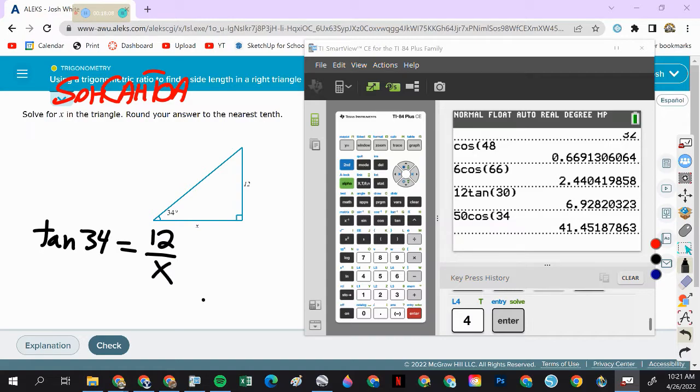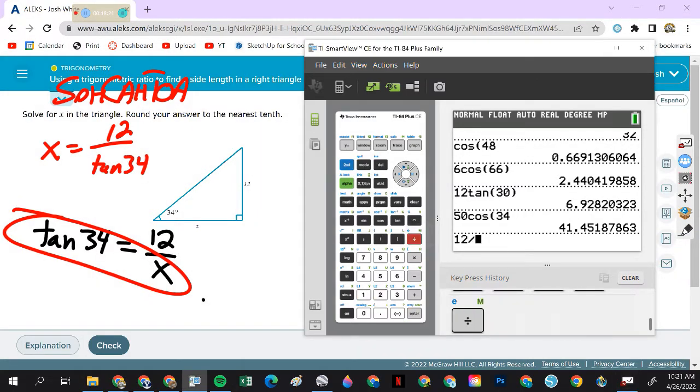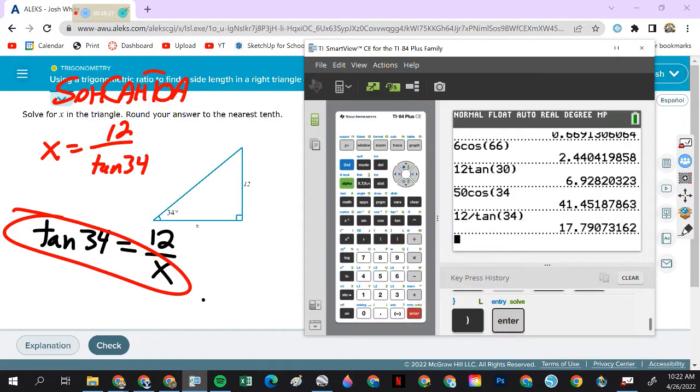Is this a multiply or a switch problem? Switch. So we switch places with those, and we get x equals 12 over the tangent of 34. So 12 divided by the tangent of 34. That's what it looked like in your calculator. 17.79.